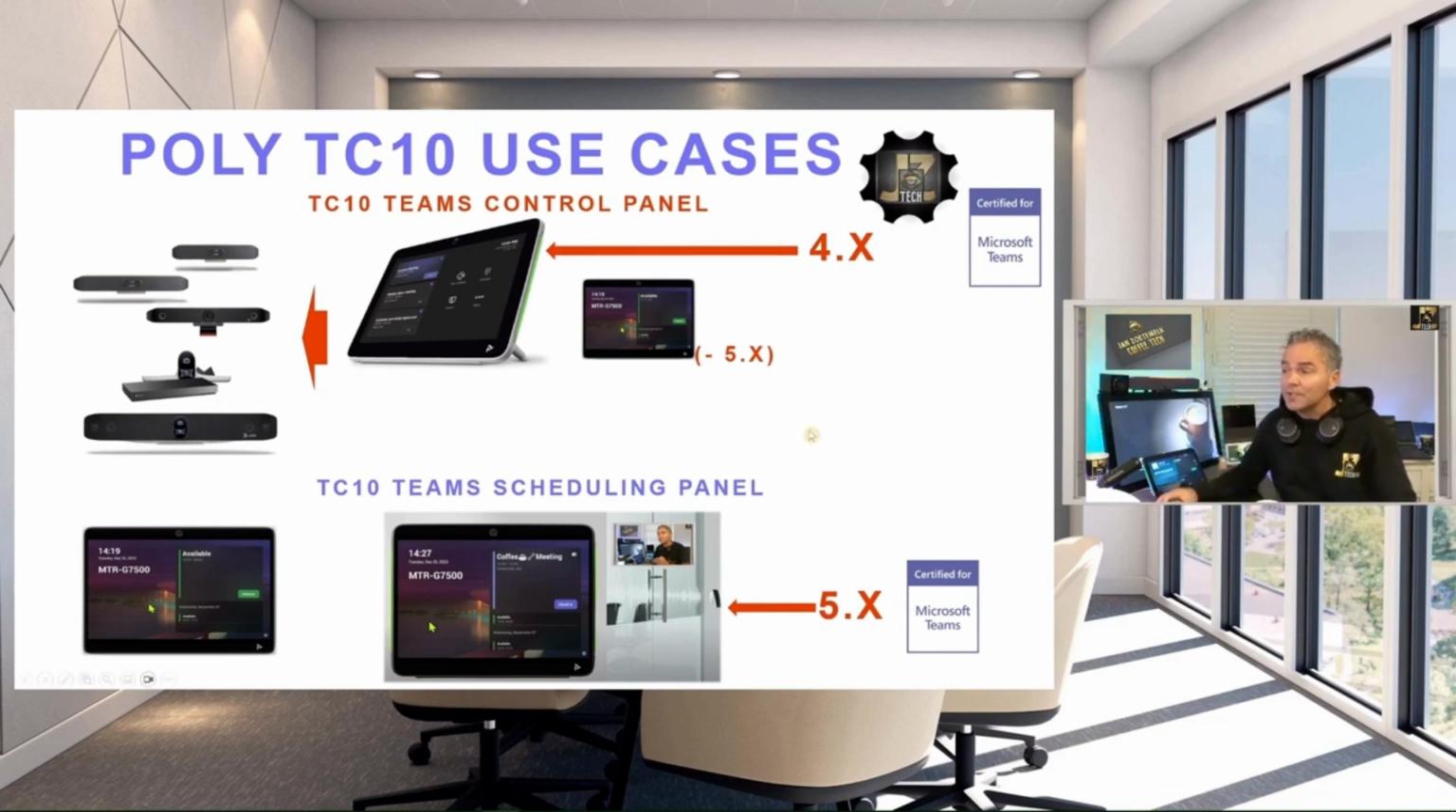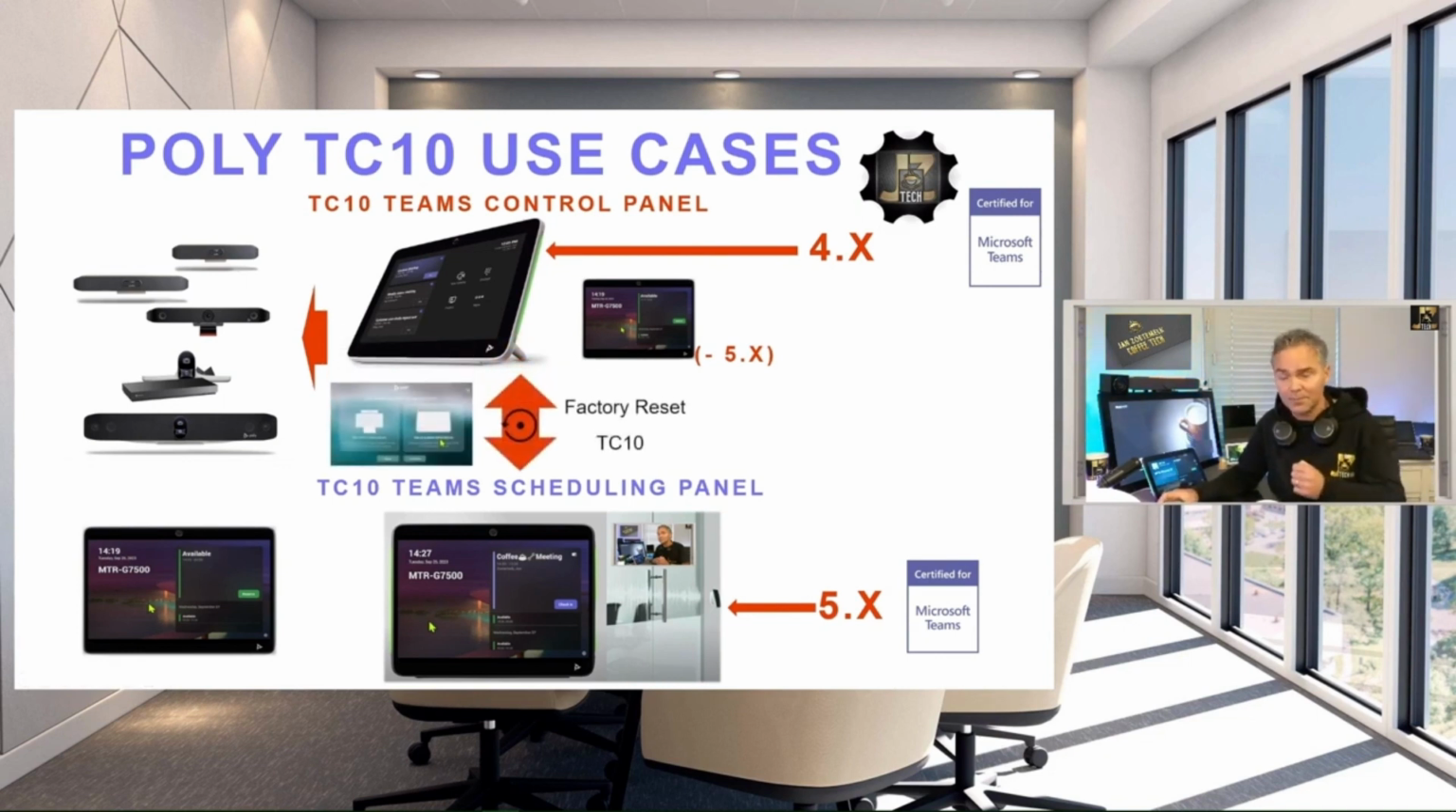Now, if you're going to use it as a scheduling panel, as you see right here, then you're still going to be on version 5, and the touch panel, which is inside the room, is going to be on version 4, just to be aware. And probably at the end of the tunnel, all versions are going to be aligned, but for now, you're going to have version 5 on the scheduling panel, and version 4 to be compatible with Studio X on the control panel. Now, how do you switch between those two?